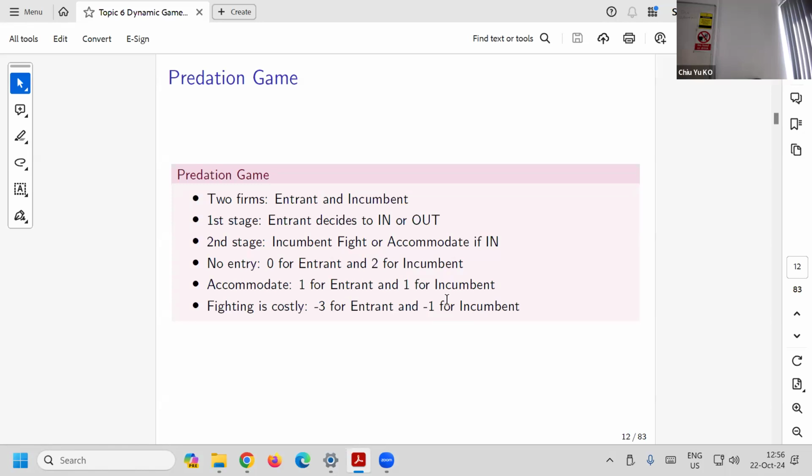Two firms: the new guy can decide to go in or stay out. In the second stage, the incumbent decides to fight or accommodate. If there's no entry, the incumbent just enjoys monopoly, and the entrant doesn't earn any money. Otherwise, if they accommodate, meaning they don't fight, they equally split the market. If they engage in a price war, it is more costly: -3 for the entrant and -1 for the incumbent. These numbers are made up, but it's not crucial.